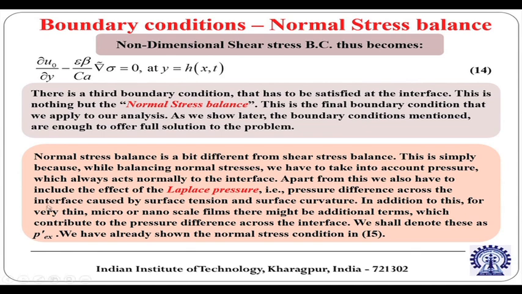So, the boundary condition becomes that tau dot n dot s becomes del u0 del y minus epsilon beta by capillary number del t delta sigma equal to 0 at y equal to h x t. You can clearly see that if there is no surface tension gradient at the top surface, then del u0 del y is equal to 0, that is, the velocity gradient at the free surface of the film is equal to 0. So, this is the tangential stress balance.